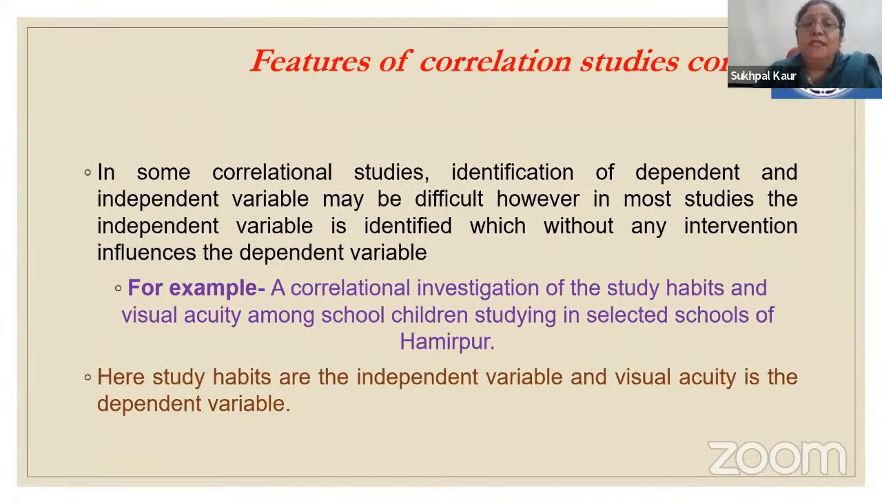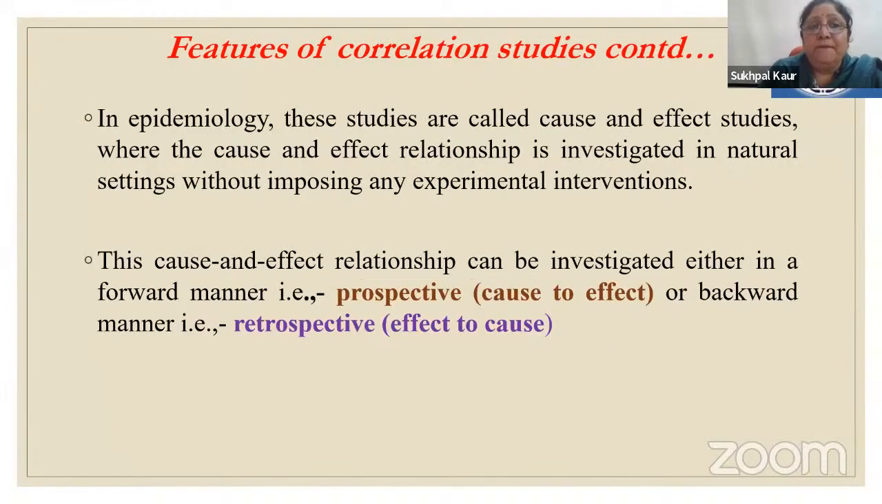And in some correlation studies, the identification of the dependent and independent variable may be difficult. However, in most of the studies, the independent variable is identified, which without any intervention influences the dependent variable. For example, you can see here a correlation investigation of the study habit and visual acuity among school children studying in the selected schools of Hamirpur. So here the study habits are the independent variable and the visual acuity is the dependent variable.